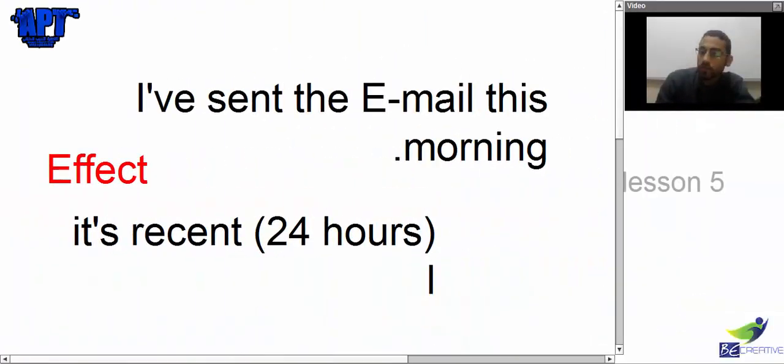Okay, so the present perfect, I use it for two cases. I use it for something that happened in the past and still has an effect on me at the present time. And also I use it for what? I use it for talking about recent events. Very recent events. I've sent the email. I've met Muhammad. Okay?